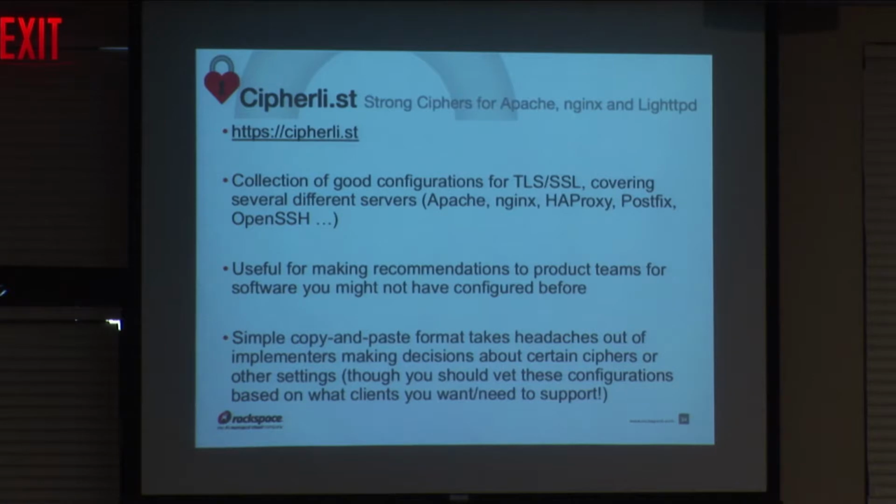So this is another one, Cipher List. I kind of brought it up earlier, but they have a lot of good configurations for a lot of different server software. So HAProxy, Postfix, OpenSSH, Apache, and Nginx are usually covered, whenever anybody is recommending something about SSL, they have something about that. But you have to go fix Postfix, and that's not as widely distributed. So it's helpful for making recommendations to product teams.